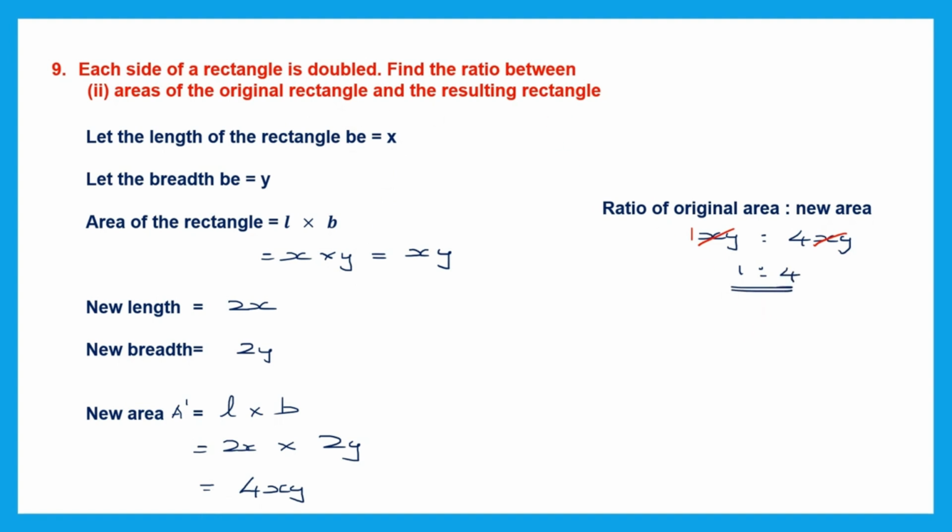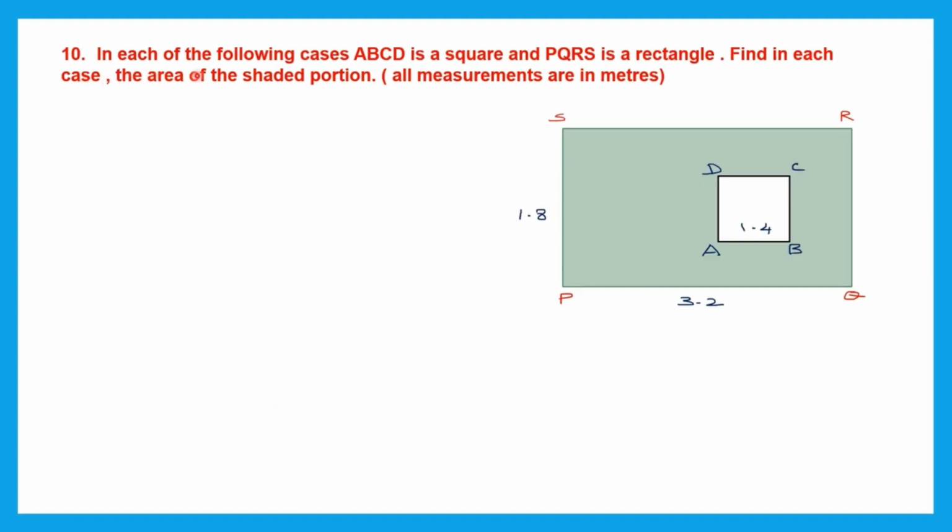This is our answer. Question 10. In each of the following cases, ABCD is a square. So here we have ABCD, this is a square, and PQRS, this is a rectangle. Find in each case the area of the shaded portion. So this is question 1. Find the area of this shaded portion. What you can see in gray is the shaded portion. And all measurements are in meters. So measurements are given to us and they're all in meters.